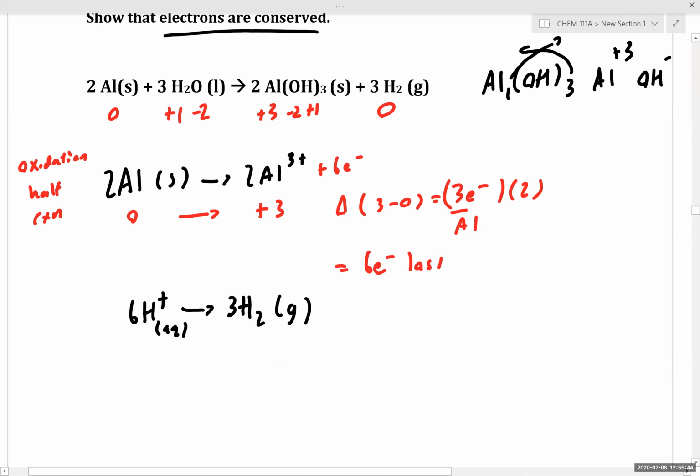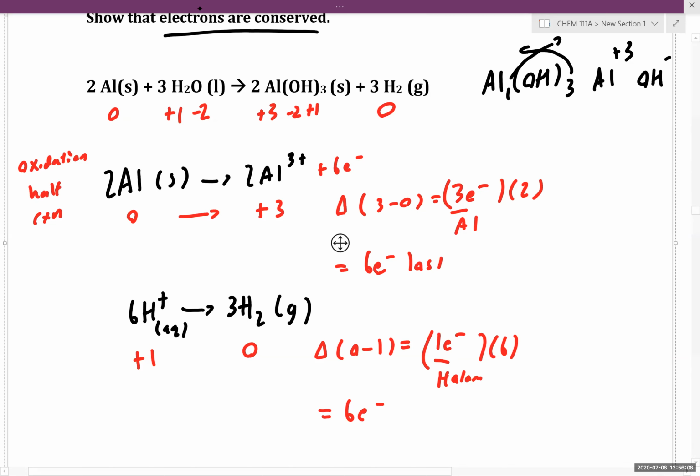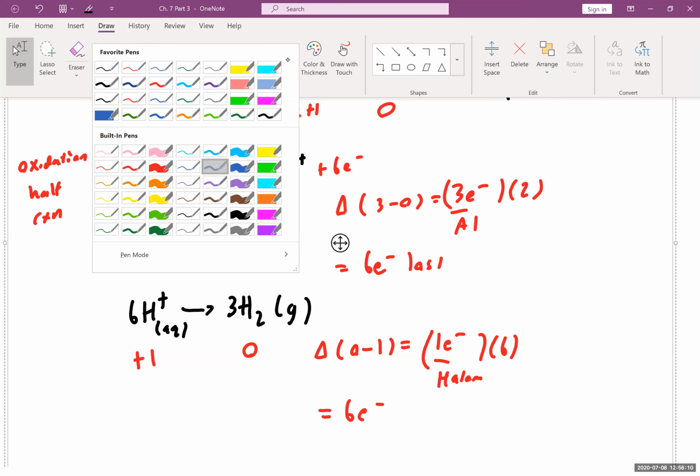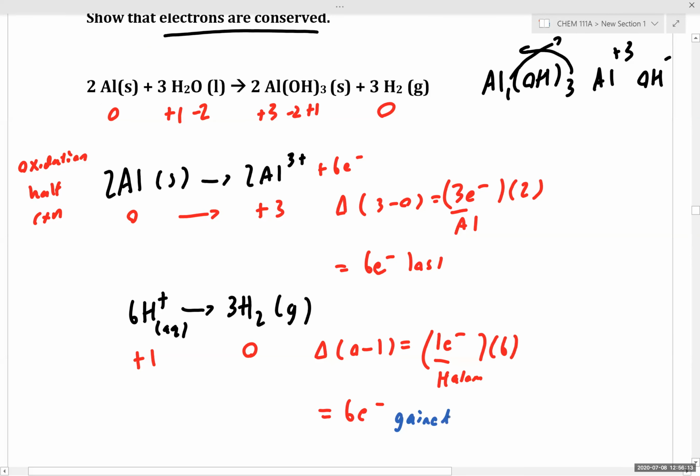So the oxidation number of hydrogen in this case is +1 in H plus. For H2, it has an oxidation number of 0. So our delta is 0 minus 1, which is -1. So we have 1 electron gained per hydrogen atom. And if we multiply by 6, that gives us 6 electrons. And these are 6 electrons gained. Okay, so this is going to be our reduction half reaction.